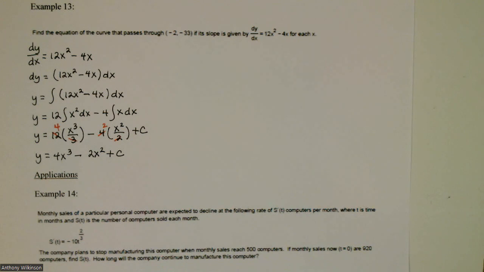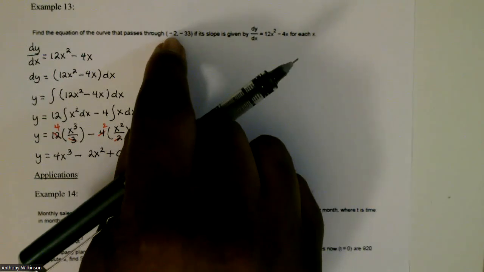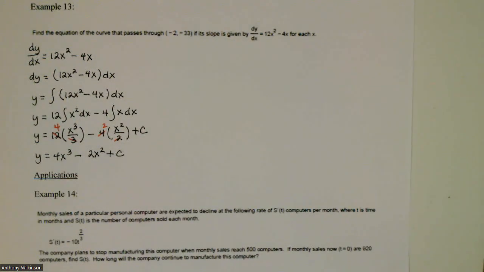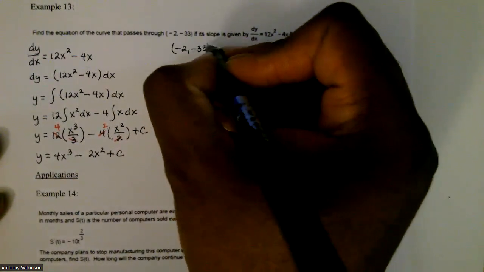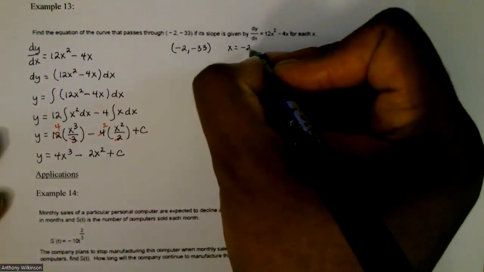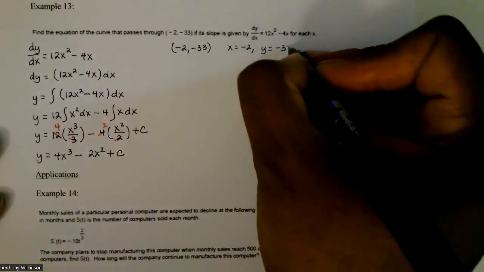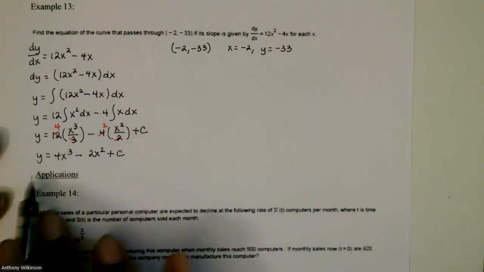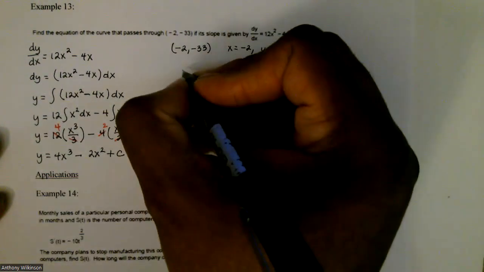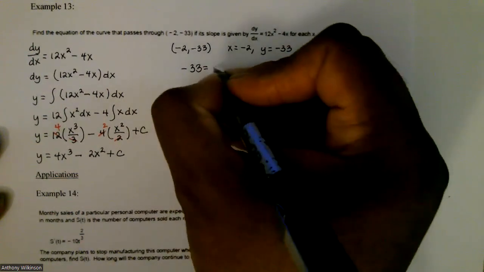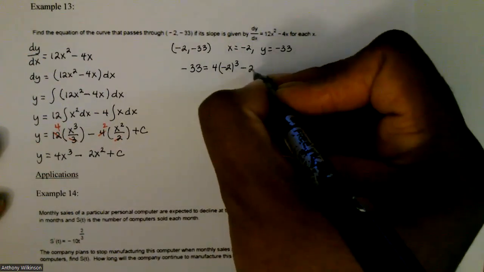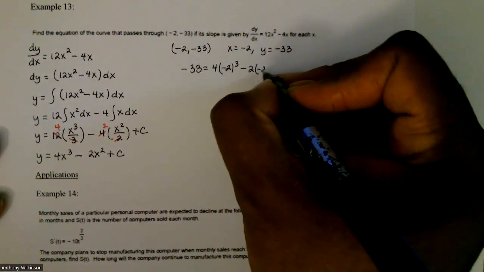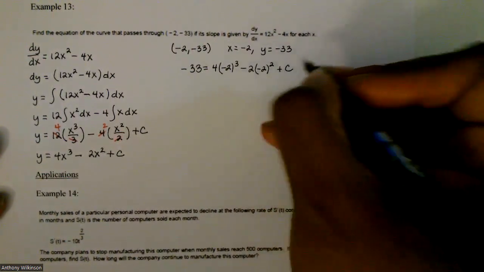So that's my general equation there. But we have this point, (-2, -33). In other words, your x is -2 and y is -33. So the x and the y will be replaced with those values. So y will be -33 is equal to 4 times x, which is -2, and that's cubed, minus 2 times x, which is -2, and that's going to be squared, plus c.